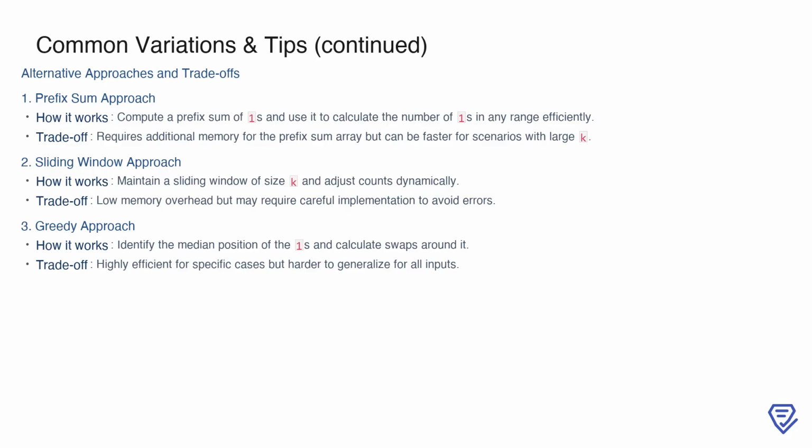Another approach is the sliding window method, where you maintain a window of size k and dynamically adjust the counts as the window moves. This approach minimizes memory usage but requires careful implementation to avoid mistakes. Lastly, there's the greedy approach, which involves identifying the median position of the ones and calculating the swaps needed around it. This is highly efficient in specific scenarios but can be harder to generalize for all inputs. Choosing the right method depends on the constraints and requirements of the problem at hand.